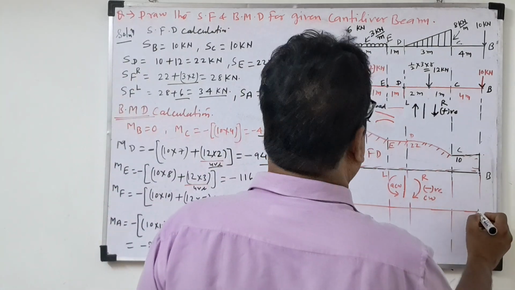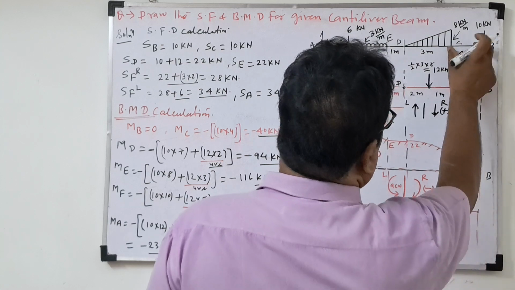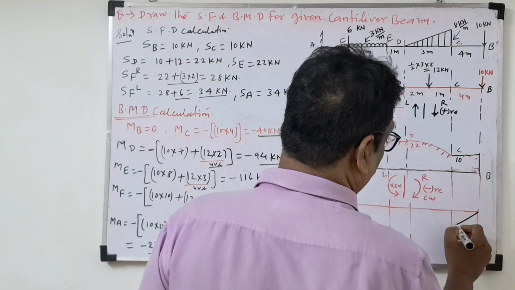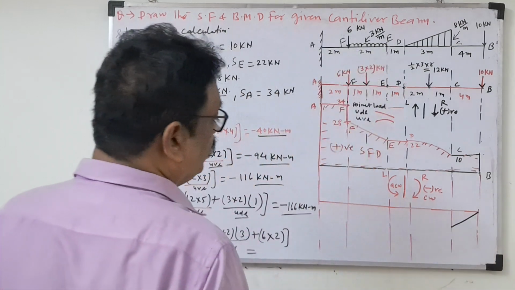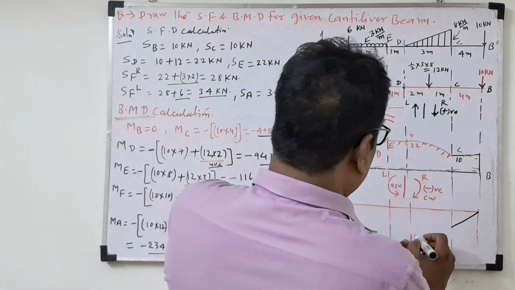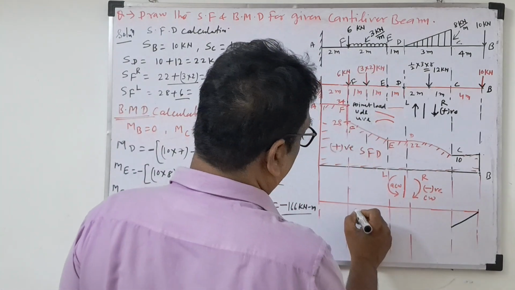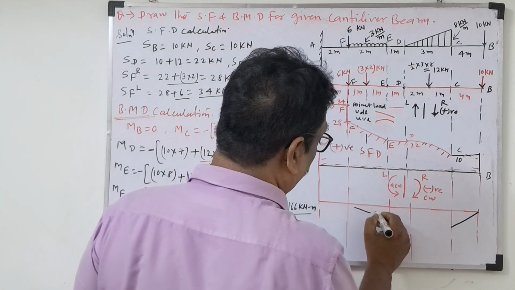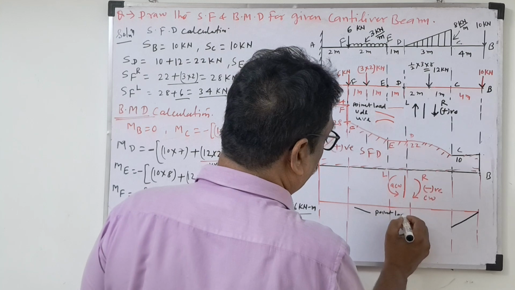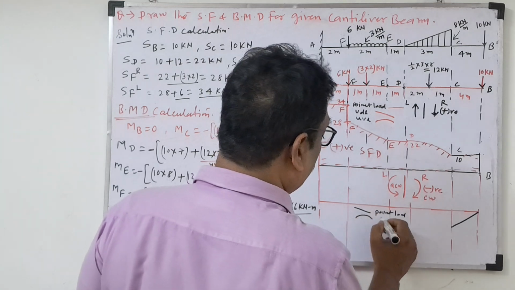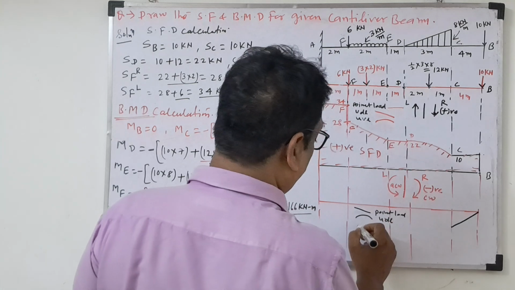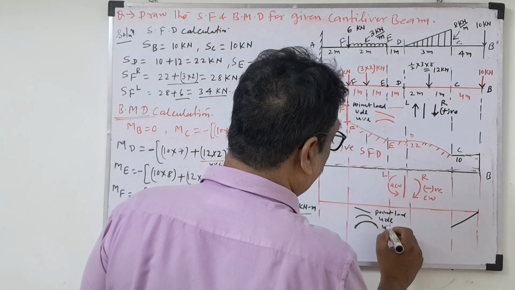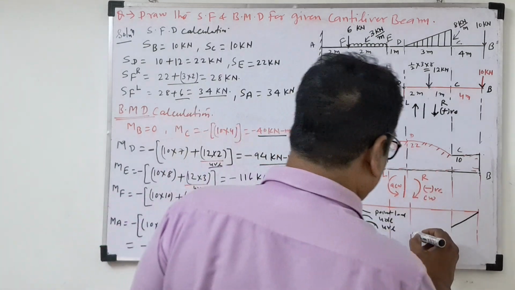So this point is 0. Now point load, inclined line. What is this line? MC 40. So draw an inclined line. Next UVL. UVL, now what will be there? See here. For point load, inclined line. Point load, inclined line. UVL, UDL, parabola, cubic parabola, second degree parabola. This is cubic parabola, UVL. So now UVL is there, cubic parabola.